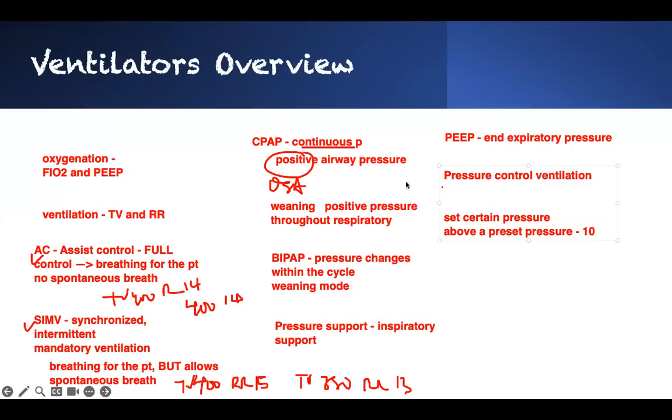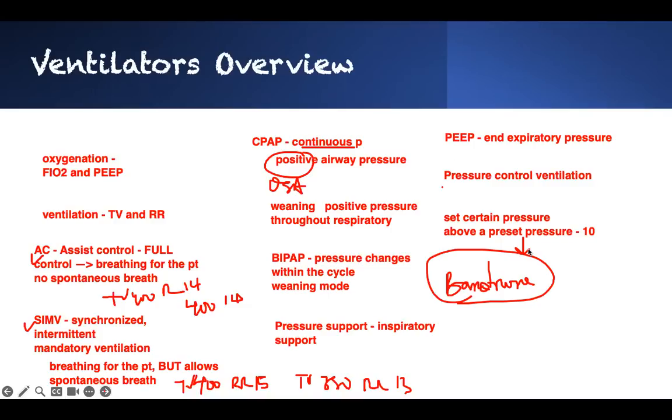In the volume control, assist control, SIMV, CPAP, and all those things, the pressure in your lung can change, and that can cause barotrauma. Barotrauma means pressure trauma. Okay, and that can cause problems. So the barotrauma is due to pressure. This mode does not allow that, it supports you. It gives you a set pressure so that I don't cause injury to your lung.